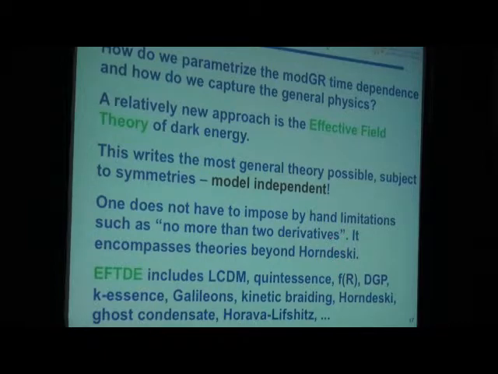And so for those who work in modified gravity, Horndeski theory is the most general theory of a scalar addition to gravity with two derivatives. Effective field theories include all that and include beyond that as well. So it includes ΛCDM, it includes quintessence, f(R) theories, it includes all of these things within a single framework. And so that's one of the attractive features of it, that you can try to derive very general answers.